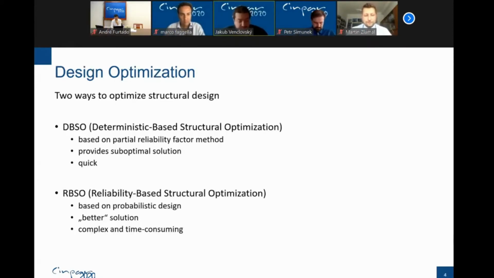Analogically to these two ways of designing, there are two ways of optimization of these designs. These are DBSO, deterministic-based structural optimization, which is based on the mentioned partial reliability factor method. It provides a less optimal solution, but it's quick. And there's also RBSO, reliability-based structural optimization, which is based on probabilistic design. It provides a better solution, better in the sense that the random variables better express the behavior of the structure, but it's complex and time-consuming.